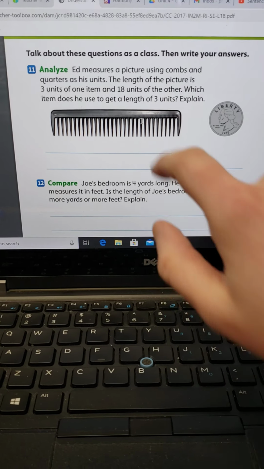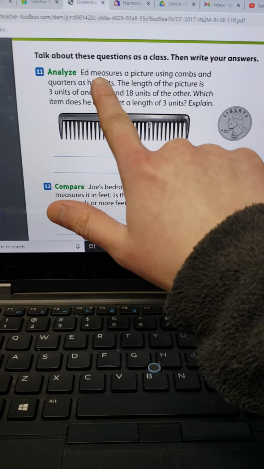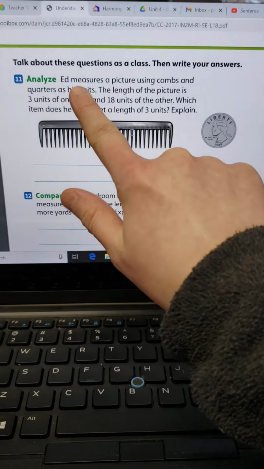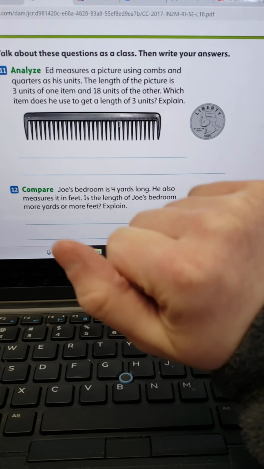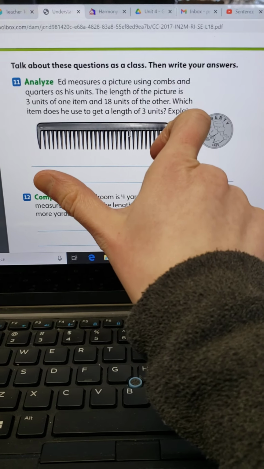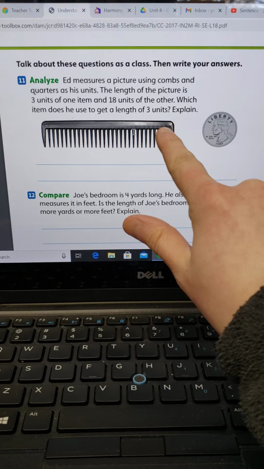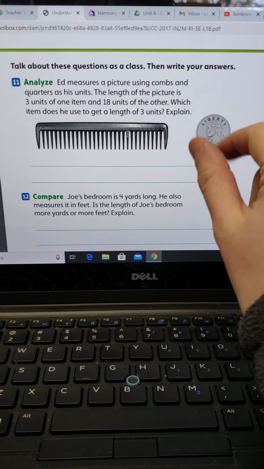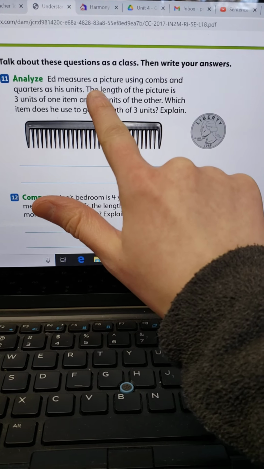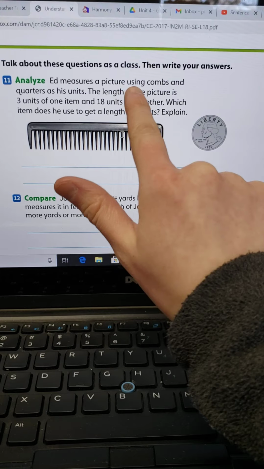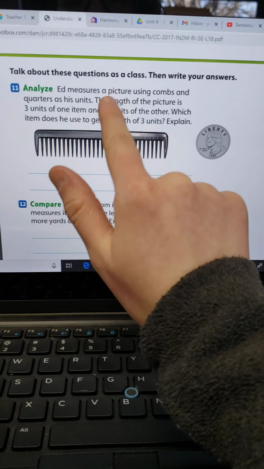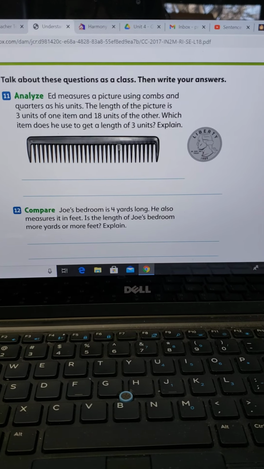Here we go. Let's start with number 1. Ed measures a picture using combs and quarters as his units. So this Ed, instead of using inches or centimeters, he is measuring a picture using combs and quarters. The next part of our word problem says the length, or how long the picture is, 3 units of one item and 18 units of the other.